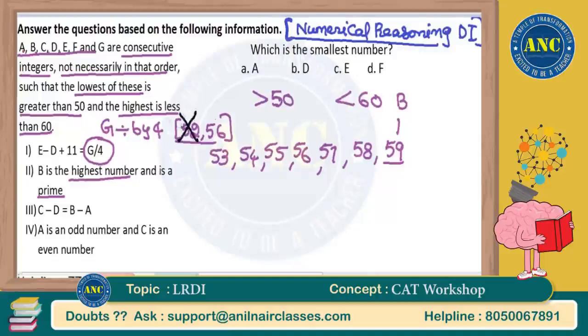G cannot take 52. Another value also we got. G is 56 and B is 59. I hope it is clear, right?